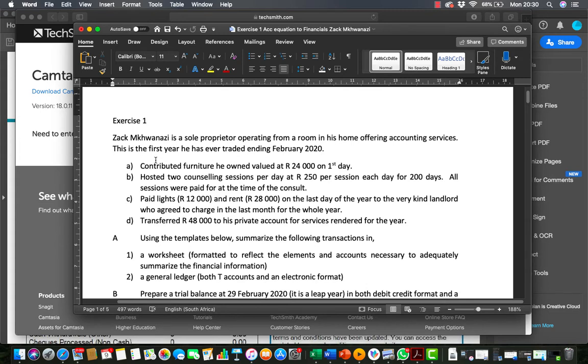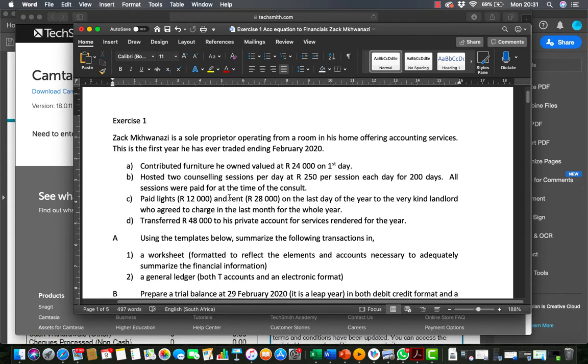So the 4 transactions: on the first day, the owner put in furniture that he had previously owned. This is a sole proprietor, so he did own it, he still owns it, but he's transferred the asset to his business. The second one, 2 counselling sessions a day, 250 Rand per session, that's 500 Rand per day. For 200 days, that's 100,000 Rand.